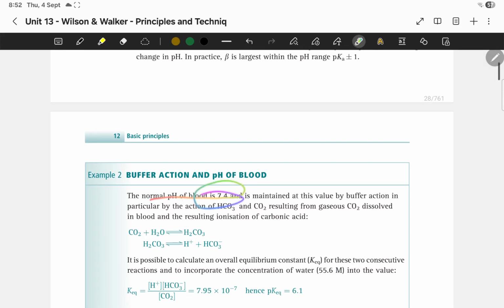The normal pH of blood is 7.4 and is maintained at this value by buffer action, in particular the action of HCO3 minus and CO2, resulting from gaseous carbon dioxide dissolved in blood and the resulting ionization of carbonic acid. So CO2 plus H2O gives H2CO3. H2CO3 gives H plus and HCO3 minus.